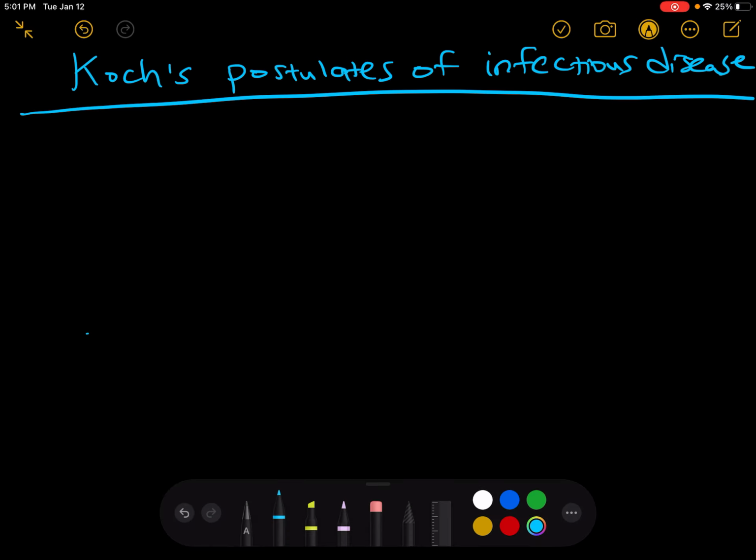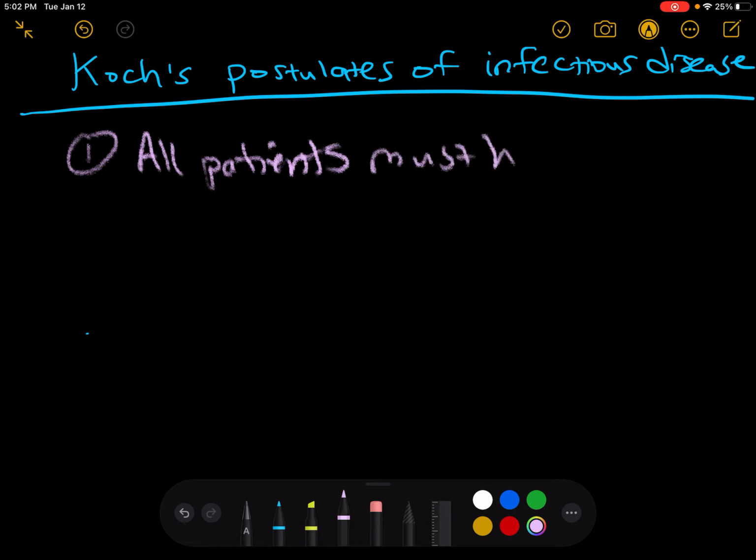And we have Koch's postulates, which are listed in, I believe, the scan of the book, and I'm going to go through them here. So the first postulate is that the suspected causative agent needs to be in every case of the disease. So, in other words, all patients must have the organism or the virus.